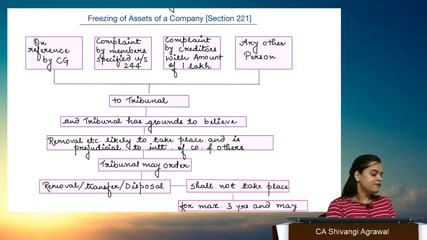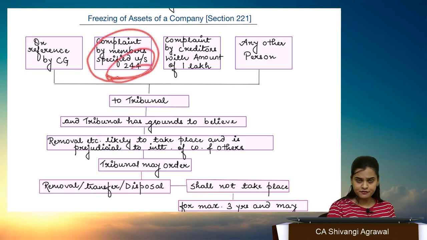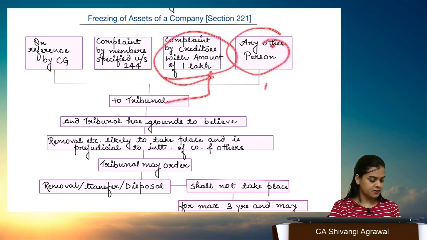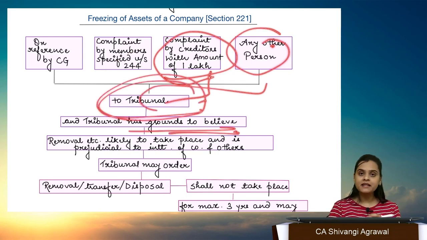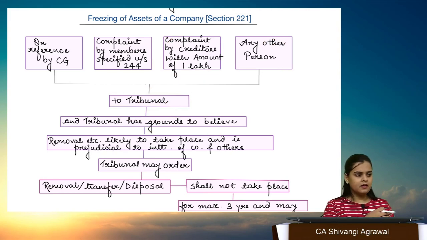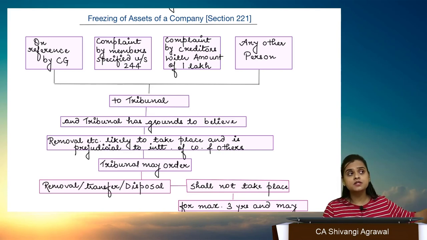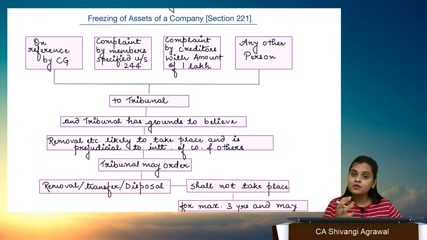See, if the central government makes a reference, or if a complaint is made by members specified under section 244, that is oppression and mismanagement, or if creditors who have at least 1 lakh amount outstanding file a complaint, or any other person files an application to the tribunal, and the tribunal believes that the company might be disposing of or selling off some assets, which is prejudicial to the interest of creditors and members, then in such a situation, the tribunal can put restrictions on these assets, just like it was putting restrictions on securities to find out the whole truth.